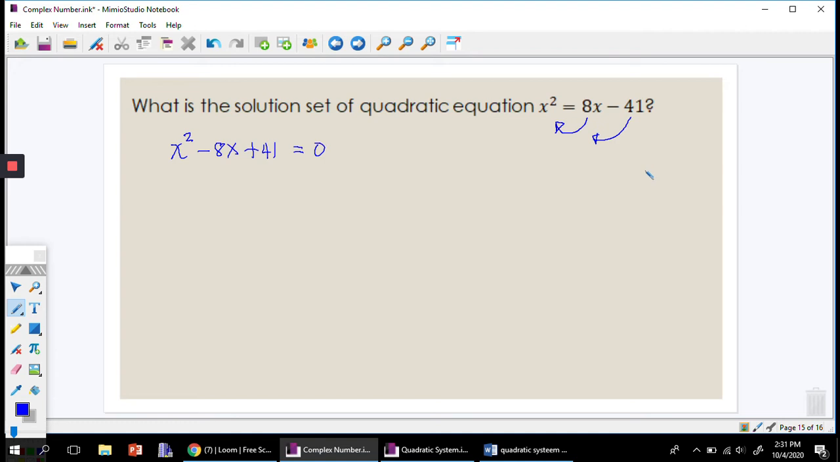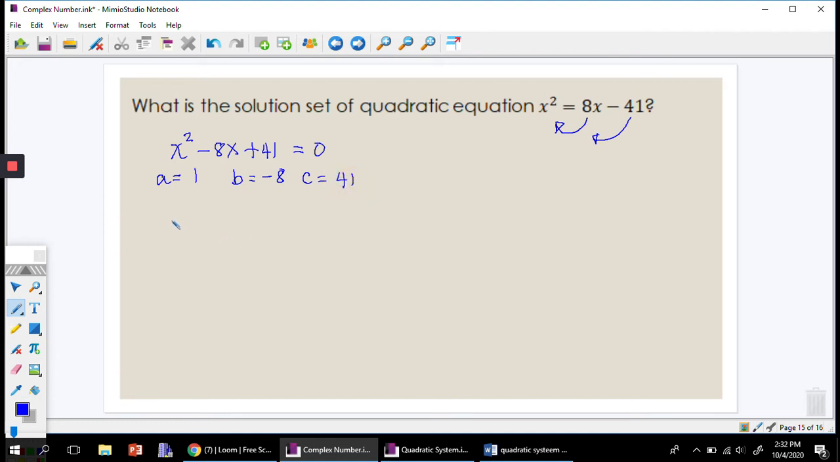Because if you subtract both sides by 8x, this will be cancelled and you will have negative 8x. If you add both sides by 41, this will be 0, and then you have plus 41 on the left side. So it's the same thing. Then after that, you are going to identify your a, b, and c. Your a is 1, your b is negative 8, and your c is 41.